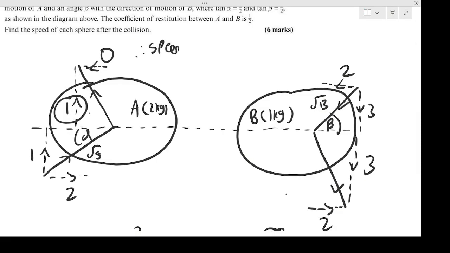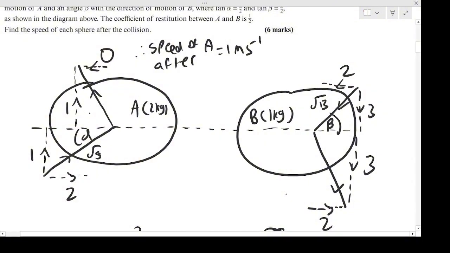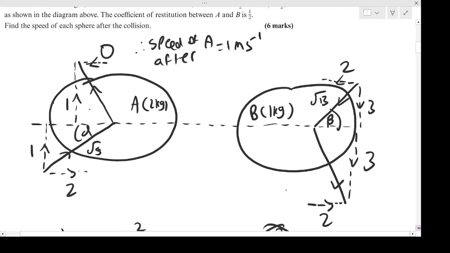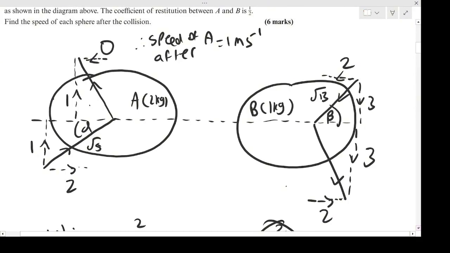So the speed of A afterwards is just 1 meters per second, okay? I don't need to do any Pythagoras, nothing fancy. I can immediately spot that overall the speed has to be 1 there, because the other component went to 0, okay? Then for B, afterwards, I've got these two components.